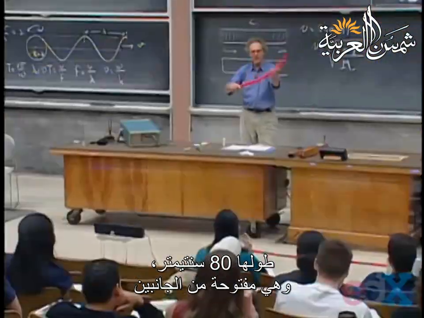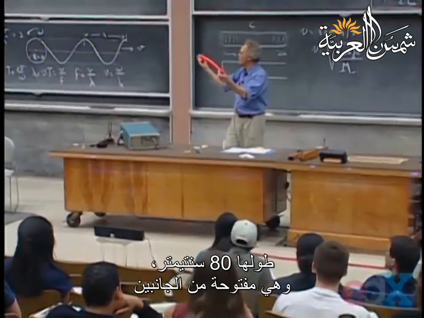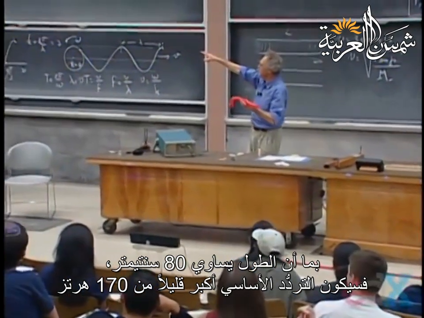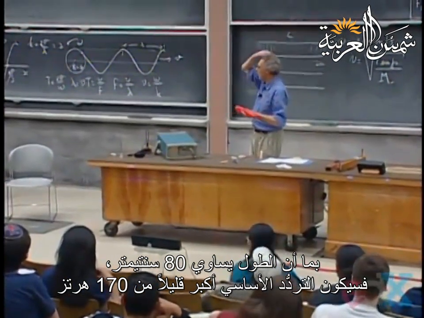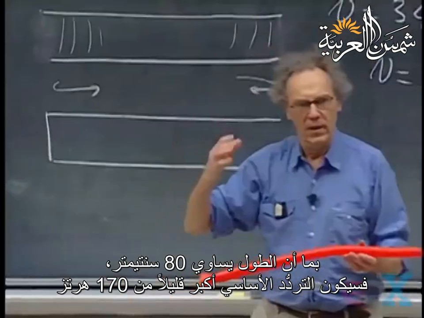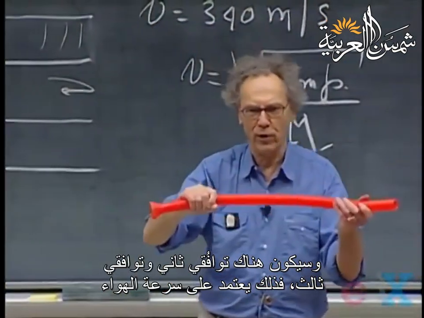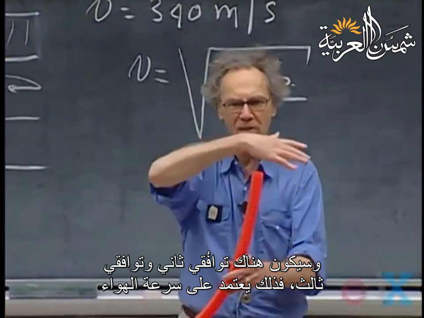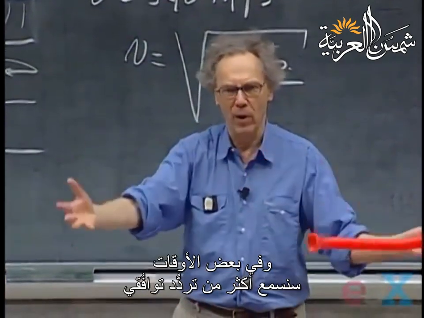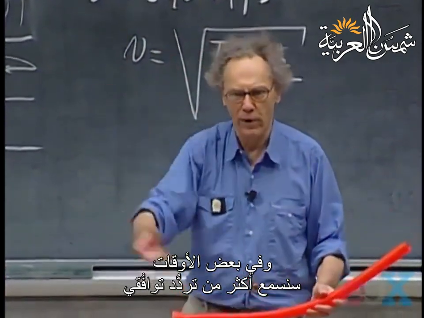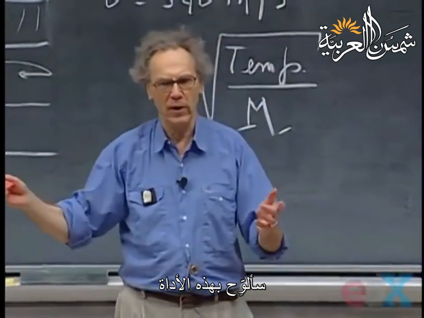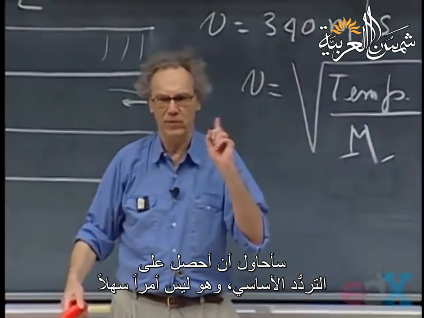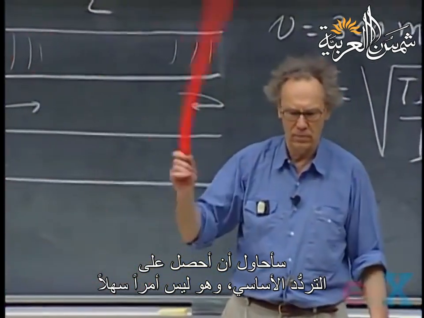Wind organ, 80 centimeters long, open on both sides. 80 centimeters would give me a fundamental a little higher than 170. And then it will give me a second harmonic and a third harmonic. It all depends on how fast the air is flowing by, and there will be moments that you will hear more than one harmonic. I'll try to swing it around. It's not easy for me to hit the fundamental, but I'll try that too.